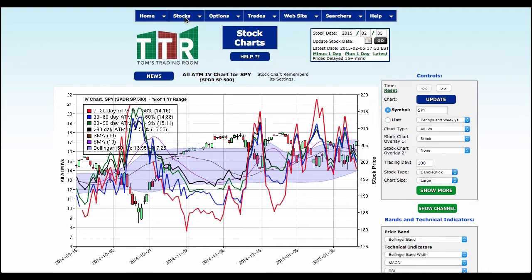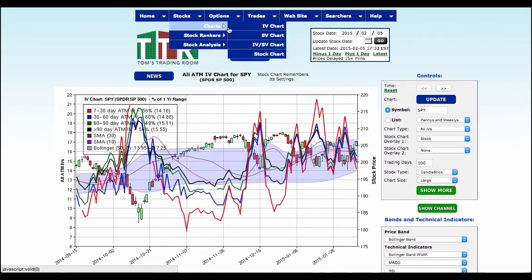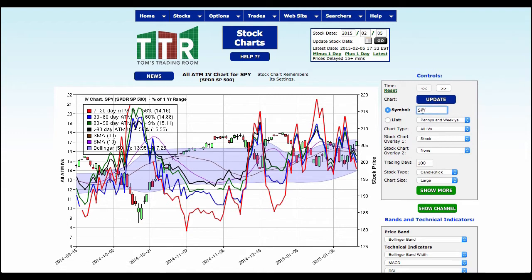You're going to go to stocks, then charts, and then down to stock chart. When you do that, it's going to open up this window, and over on the right-hand side, you'll see the controls. As you can see, I've got SPY as a symbol. I could also do it by list, but let's just do it by stock symbol.